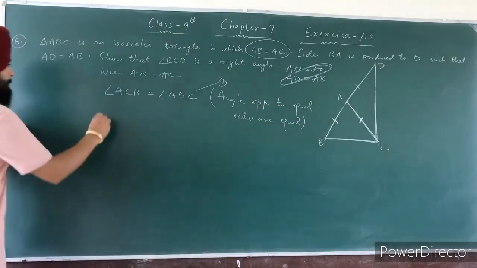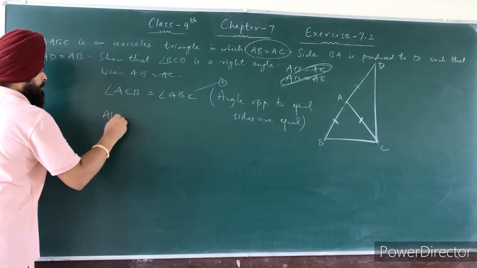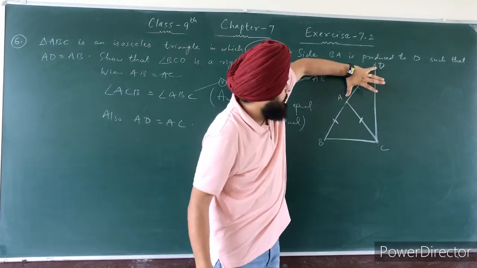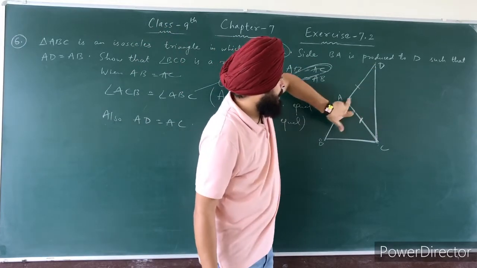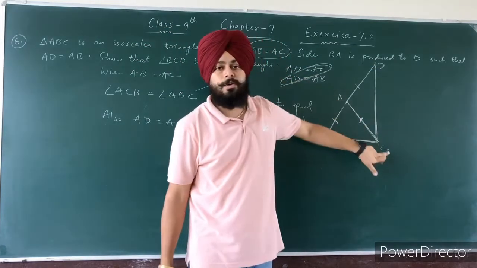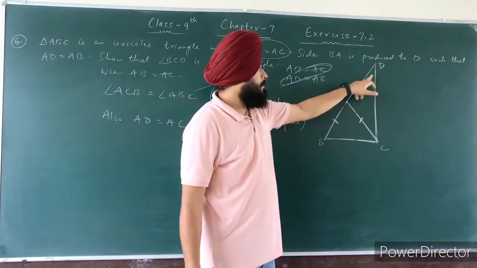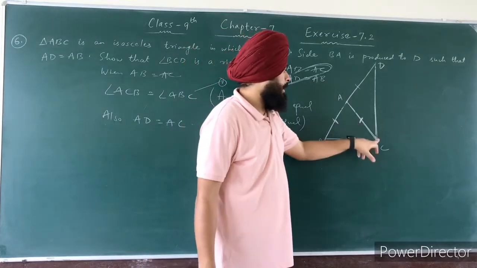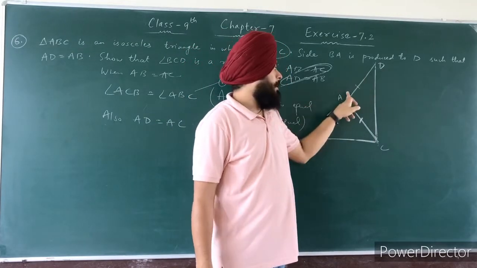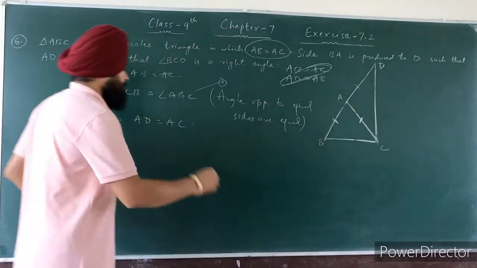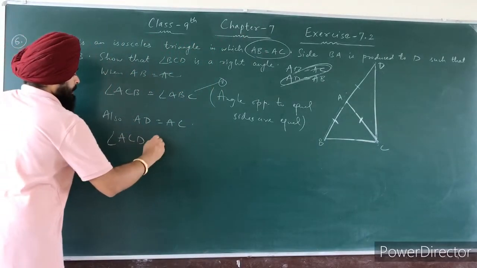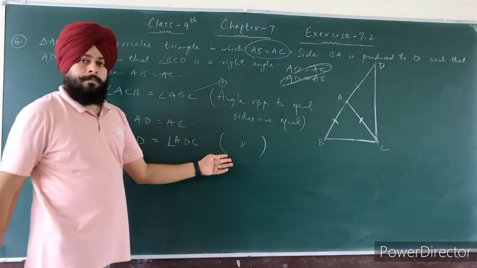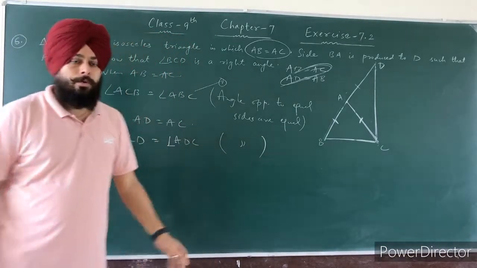Then you can write here also AD is equal to AC. Then triangle ADC is also an isosceles triangle, so its opposite angles are also equal. So you can write that angle ACD is equal to angle ADC. The reason is again the same: angles opposite to equal sides are equal.